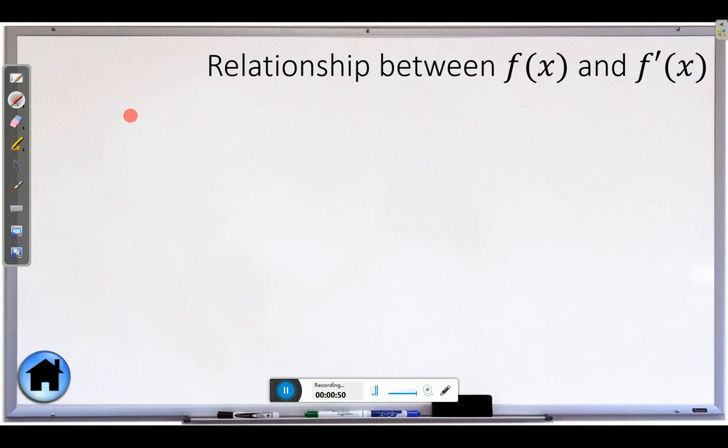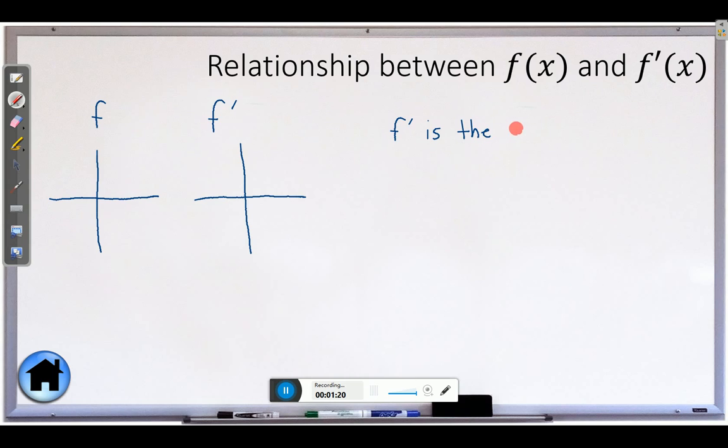So I like to draw two graphs for this. So we're going to have our function f. I'm going to draw a graph here. And then next to it are f prime. We'll draw a graph right next to it. And so we can kind of look between the two here. And so remember, f prime is the slope function. It tells us about the slope of the original function f.